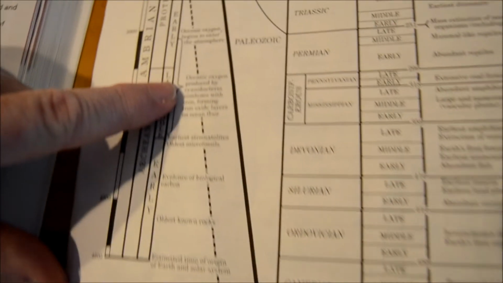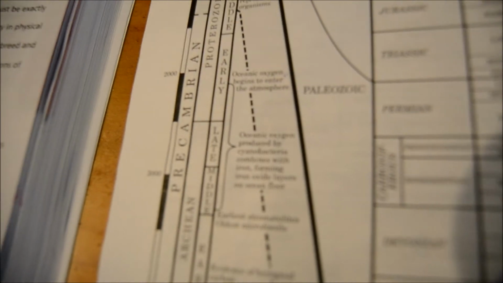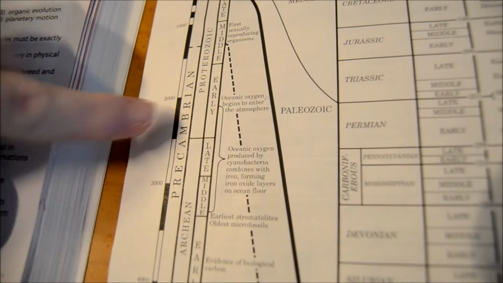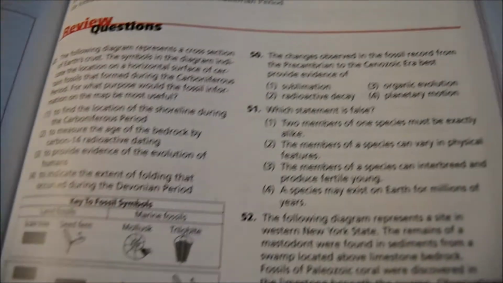If I'm looking here, oceanic oxygen produced by cyanobacteria combines with iron, forming iron oxide layers on the ocean floor. Moving up, oceanic oxygen begins to enter into the atmosphere. So photosynthetic organisms give me oxygen.